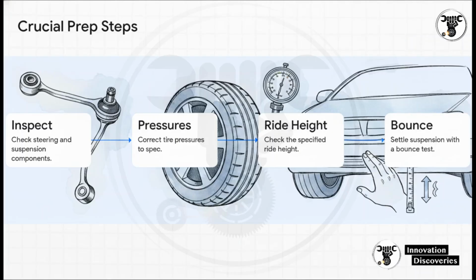Notice how the first 4 steps happen before you even think about picking up a wrench? The sources really stress this essential safety and inspection checklist. I mean, trying to align a car with a worn tie rod is literally impossible.